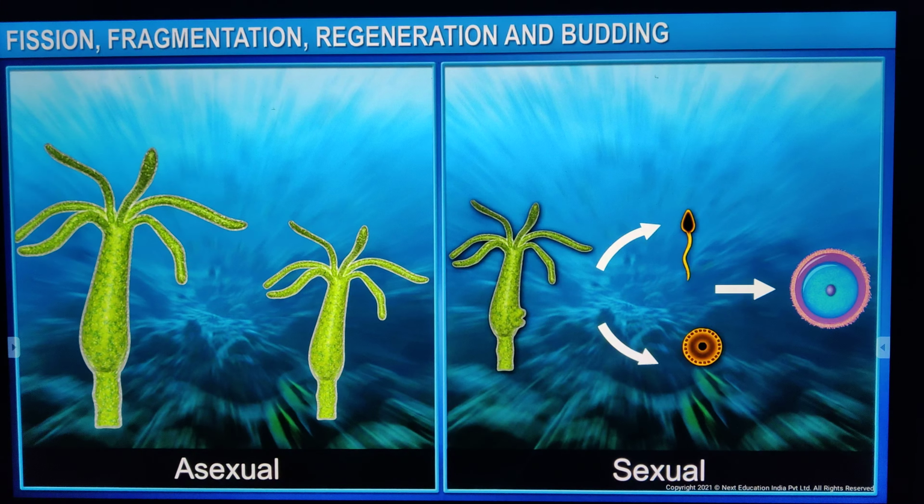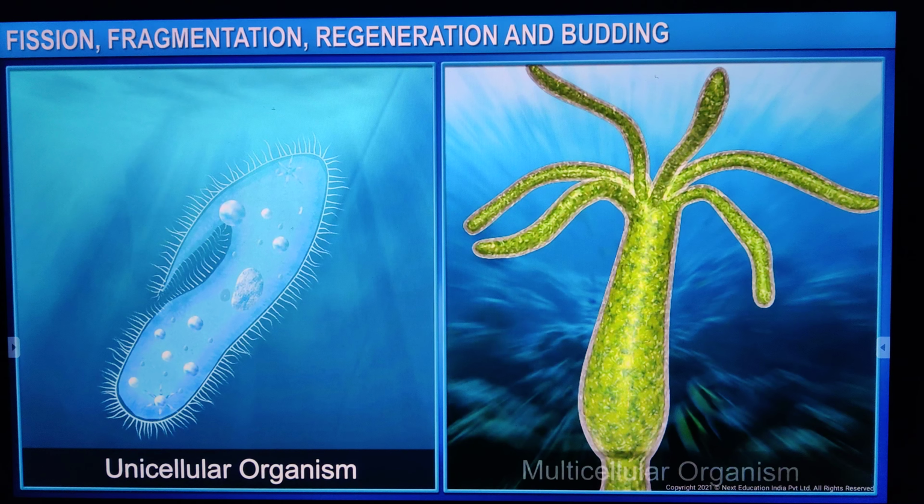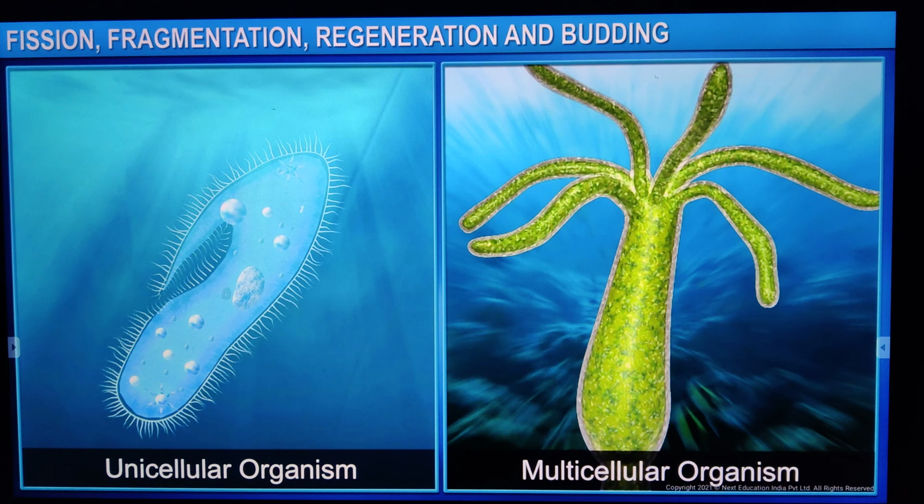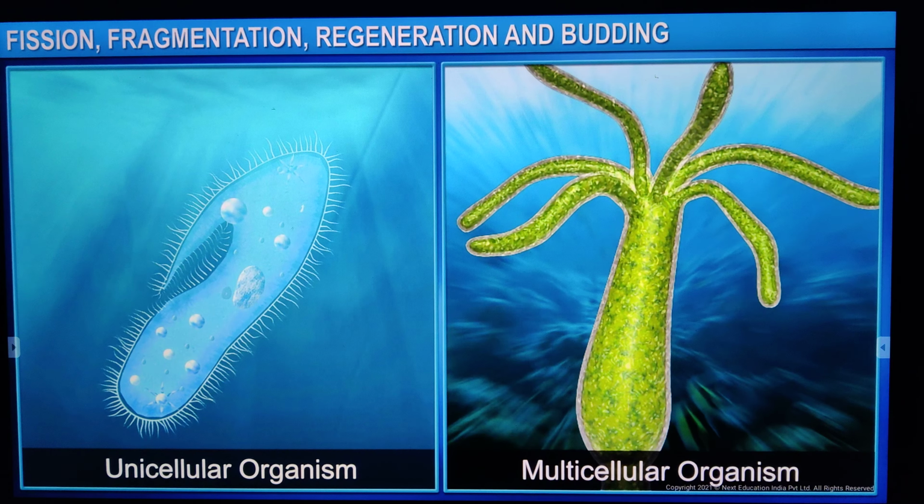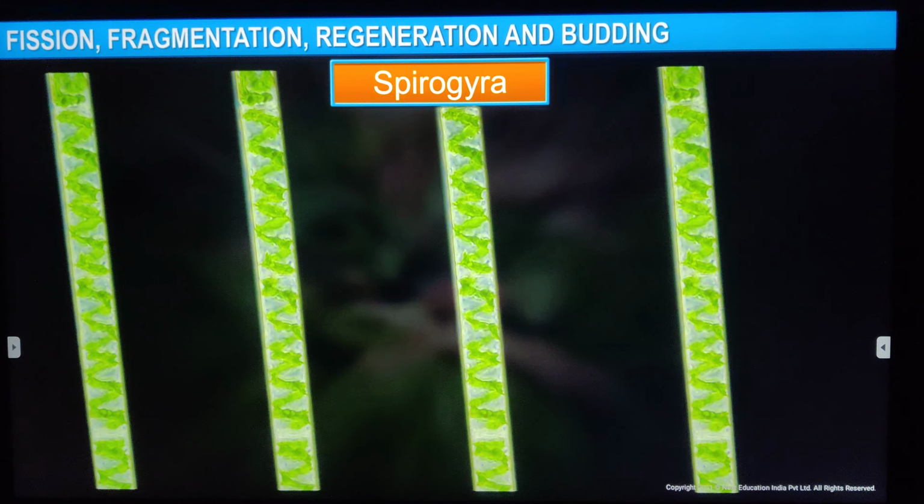Some of the reproductive methods used by unicellular organisms do work with multicellular organisms that have relatively simple body organization or design. For example, organisms like the Spirogyra reproduce by fragmentation. It simply breaks up into smaller pieces upon maturation. Each of these pieces or fragments grows into a new individual.